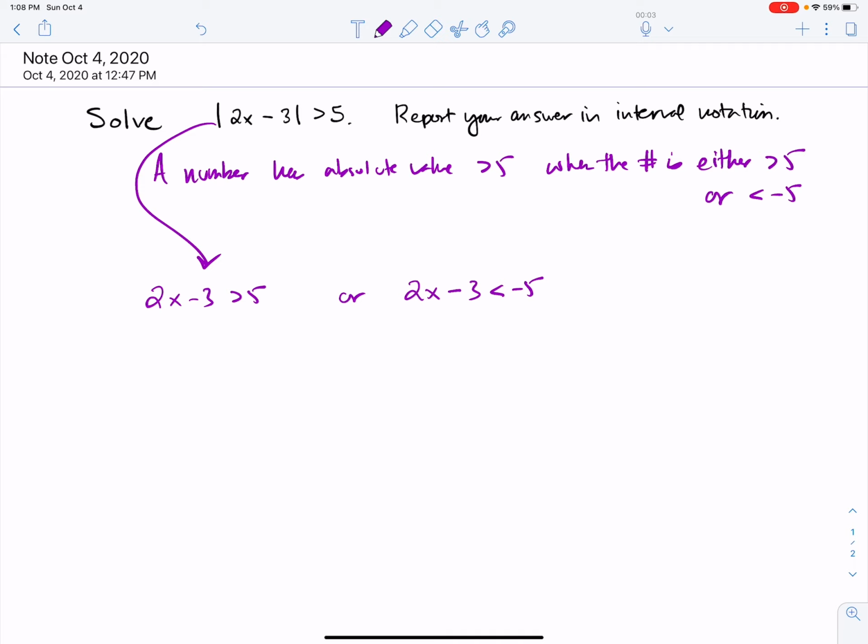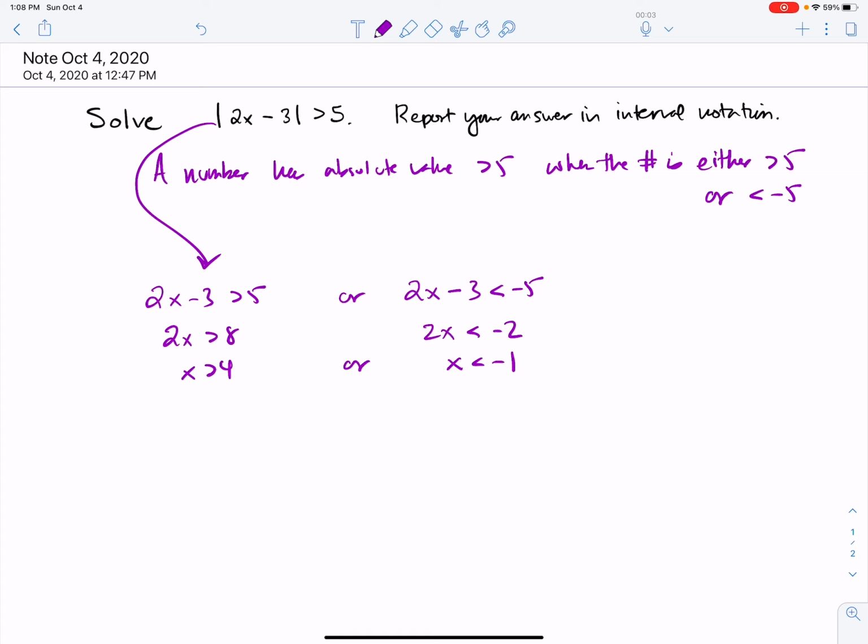And we can solve both of these inequalities relatively quickly. We add 3, divide by 2. From the first inequality, we get x is bigger than 4, or we add 3 here, divide by 2 again, or x is less than negative 1.